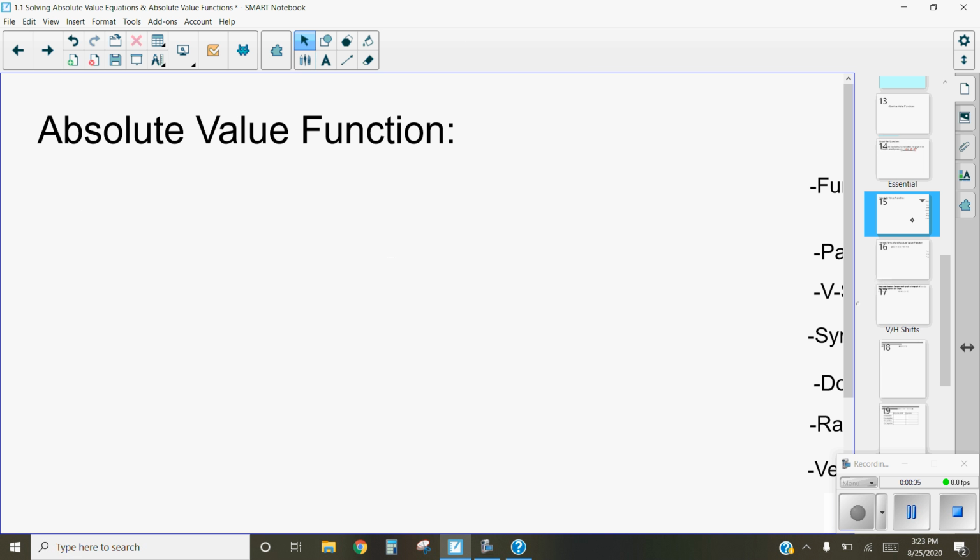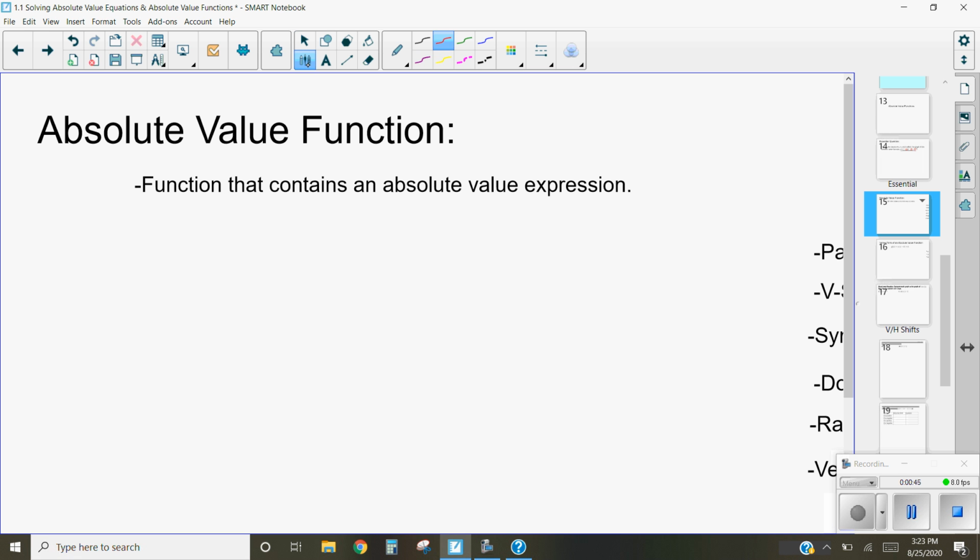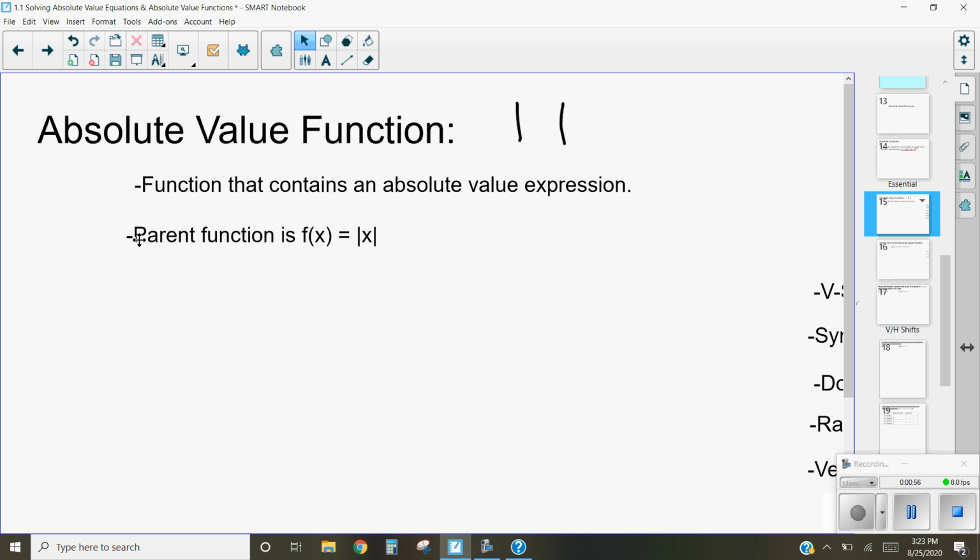The absolute value function has a couple of parts to it. First of all, an absolute value function is a function that contains an absolute value expression within it. All that means is that we're going to see those handy-dandy vertical lines appear somewhere in that function. In this case, the parent function, or the most basic absolute value function that we look at, is going to be f of x equals the absolute value of x.